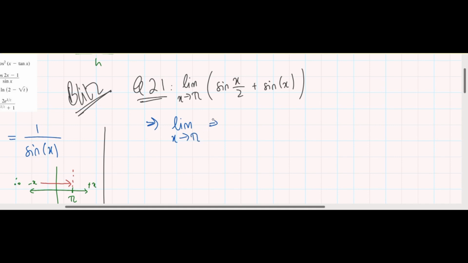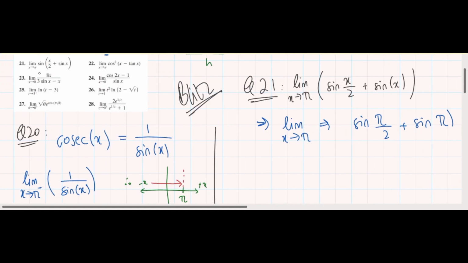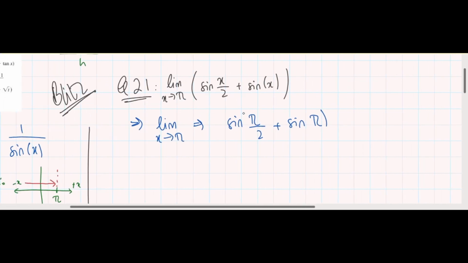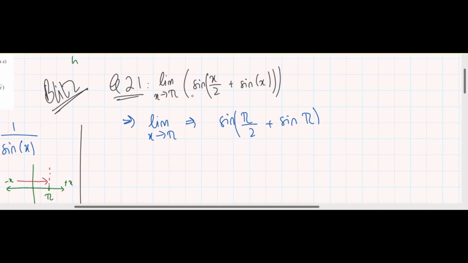Now, question 21. Question 21 is the limit as x approaches pi of sine x upon 2. Okay, I think I wrote the question wrong here. Sine x is approaching pi and sine bracket x upon 2 plus sine x bracket close. The whole expression is inside the bracket, as I will correct here. Just like that. The whole expression is inside the first sine.